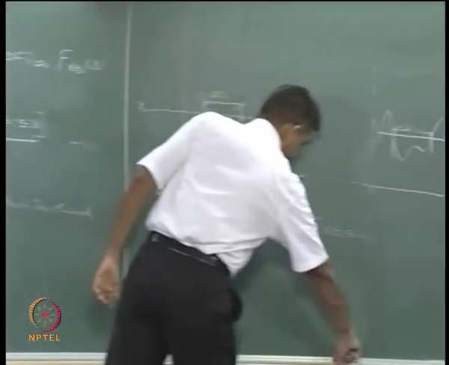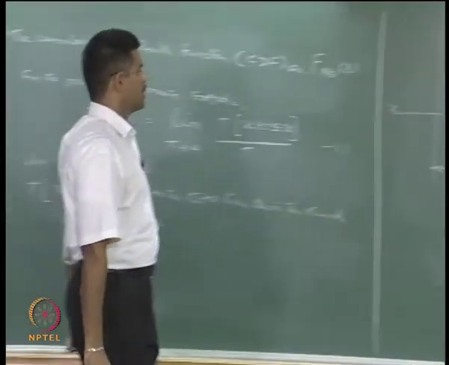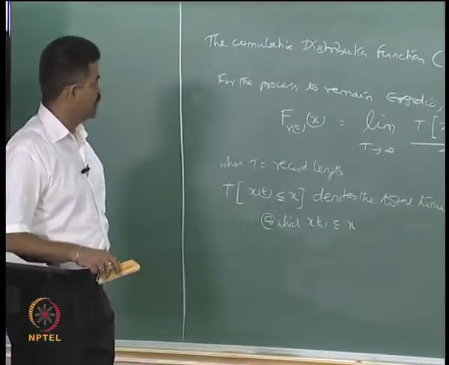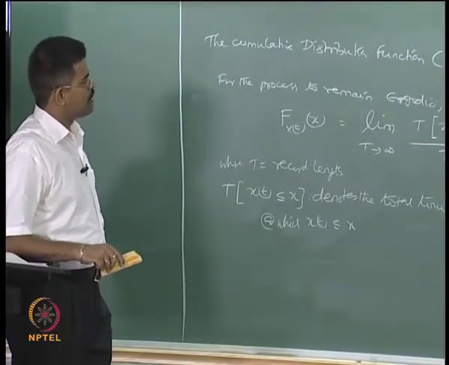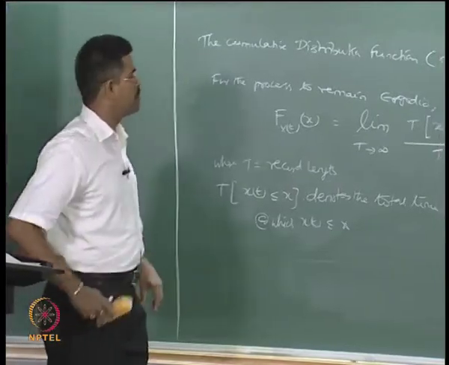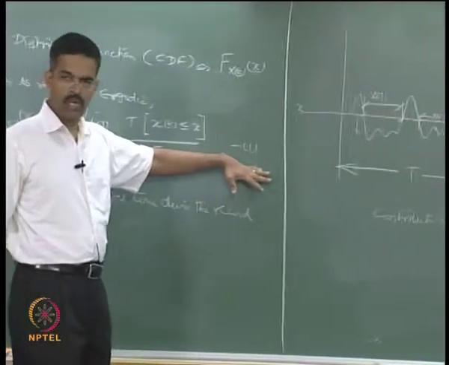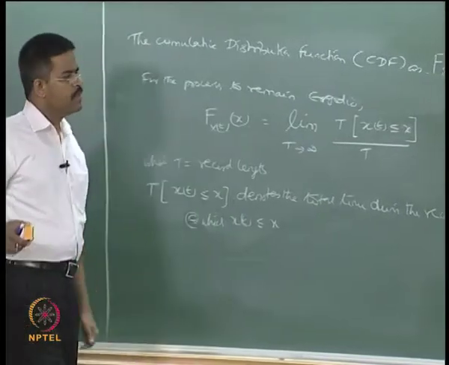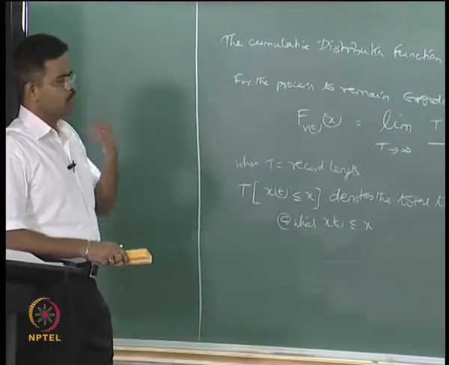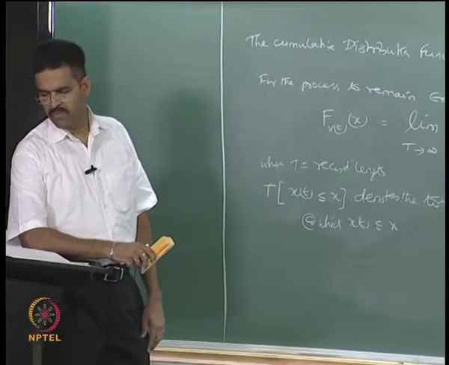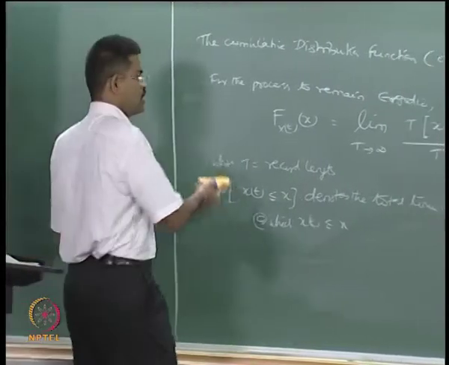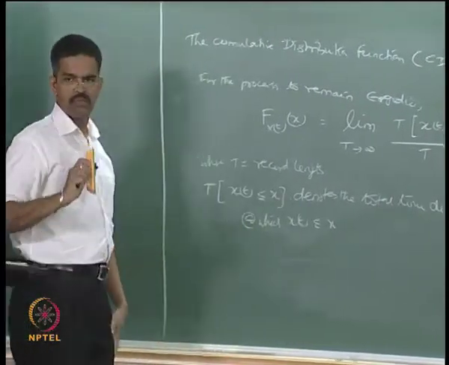So, if the stochastic process is considered to be ergodic, then the cumulative distribution function can be easily given in a closed form as you see in expression number 1, or equation 1. There are further terminologies involved in stochastic processes which you must understand. Let us quickly see them one by one. Any questions here?